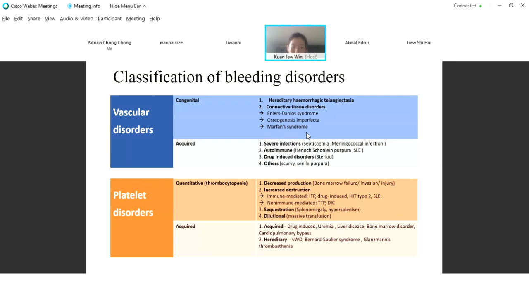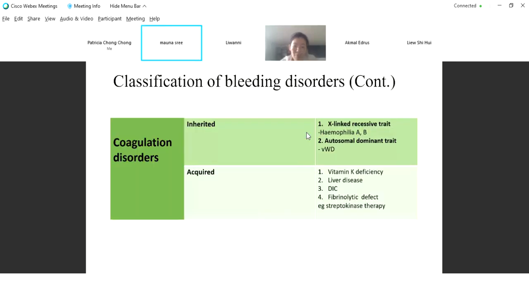So your platelet disorder, acquired. Under your acquired, you have acquired and hereditary again, so it is contradicting itself. Oh, yes, so there will be quantitative, acquired, and hereditary, is it, doctor? Yes, under quantitative, then it will be qualitative instead of acquired. Okay, thank you, doctor.